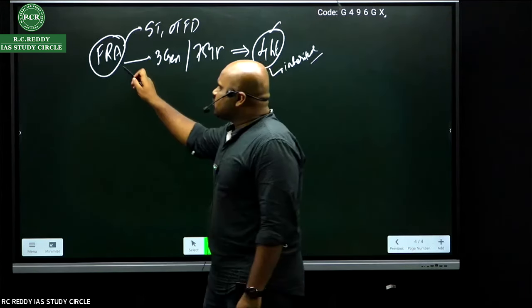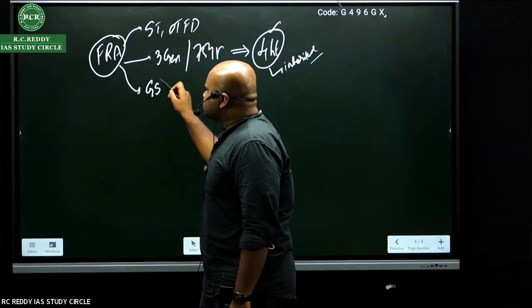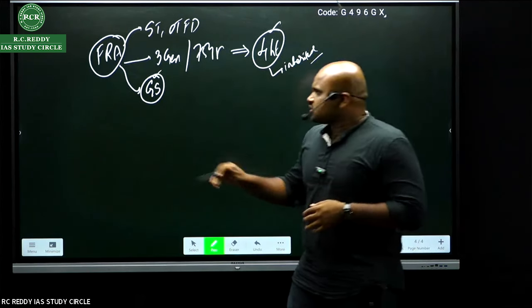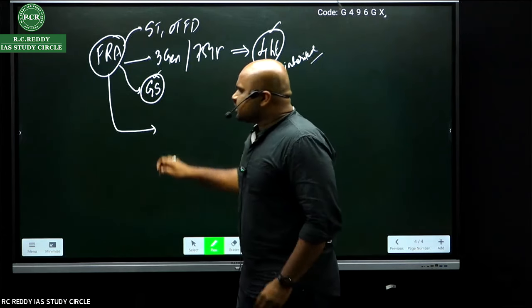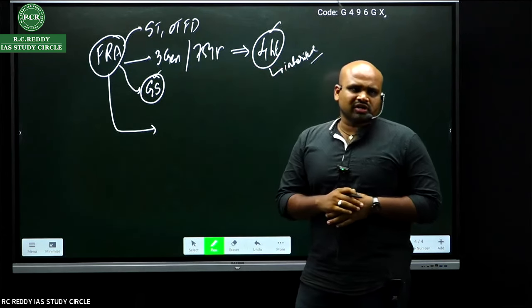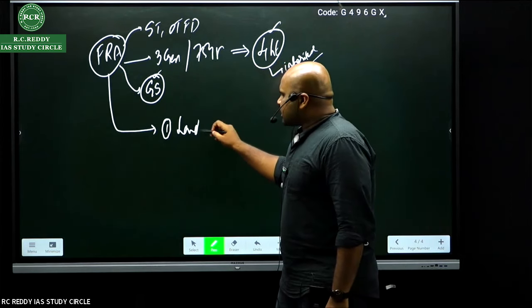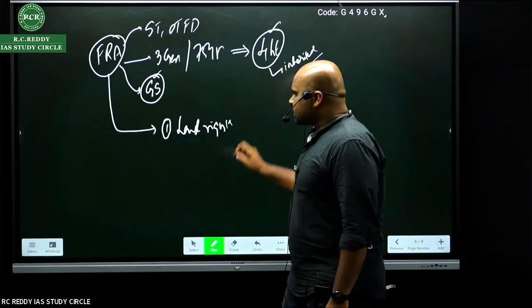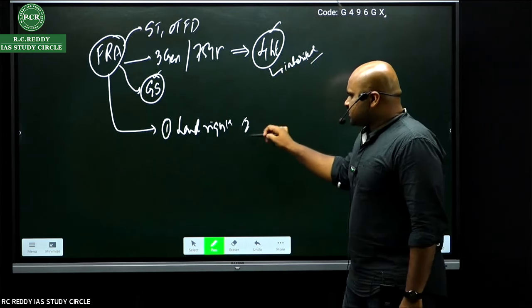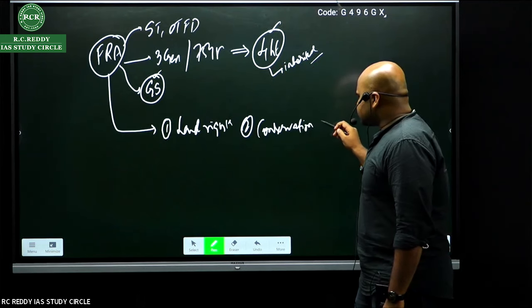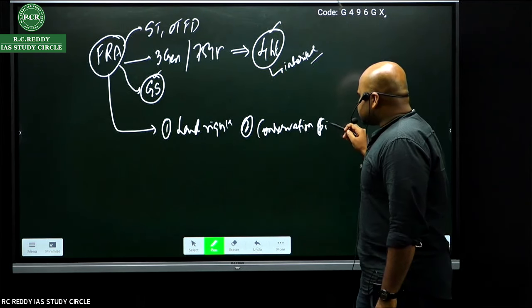And apart from that, who is the focal entity in managing the Forest Rights Act? It is the Gram Sabha. We also observe that there are 4 different kinds of forest rights in the Forest Rights Act. One particular right is the land rights. The second is conservation rights. They have the rights for conservation.